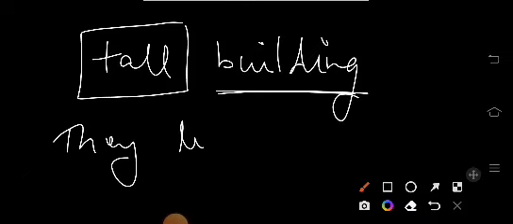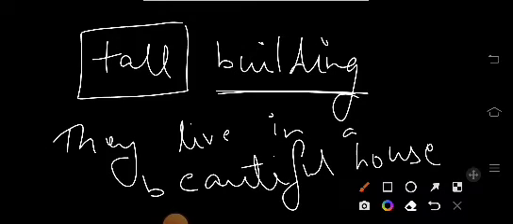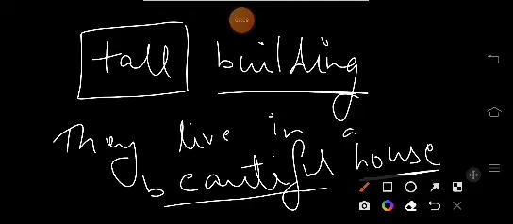They live in a beautiful house. In this, the noun is house. What sort of house is it? It is a beautiful house. So beautiful is the adjective we are using here.